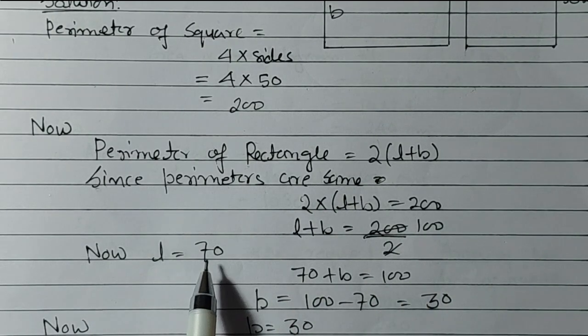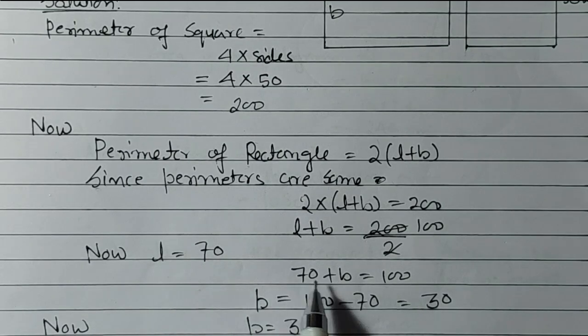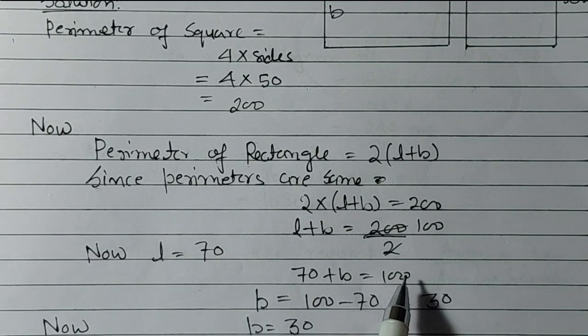Now L is 70. 70 plus B is equal to 100. B is equal to 100 minus 70, which is 30.